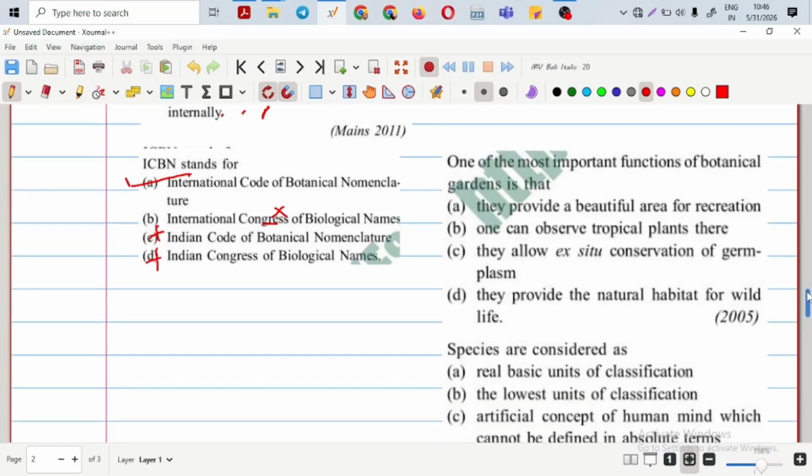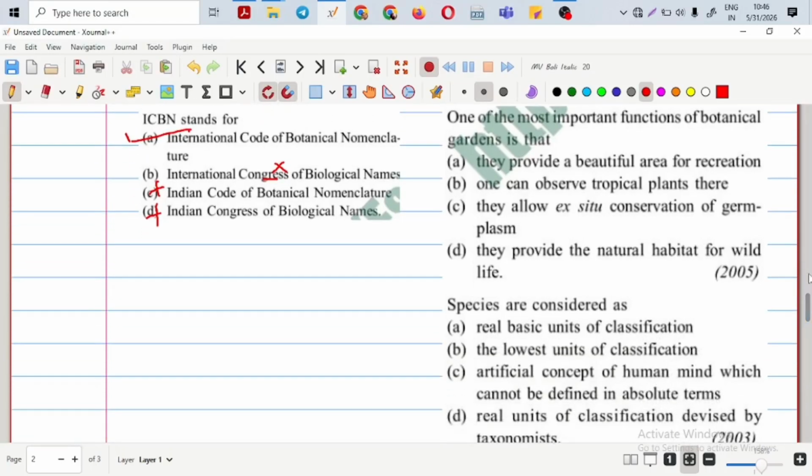I do have a question here. One of the most important functions of botanical gardens is they provide a beautiful area for recreation. That is, they are an area for recreation, but the question is the most important function of a botanical garden. One can observe tropical plants there. Yes, we can see tropical plants there. They allow ex situ conservation of germplasm.